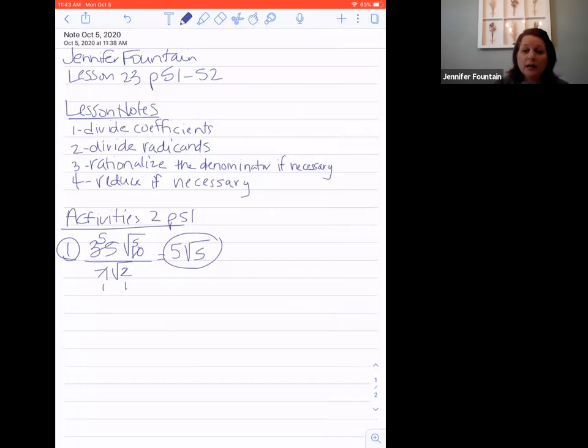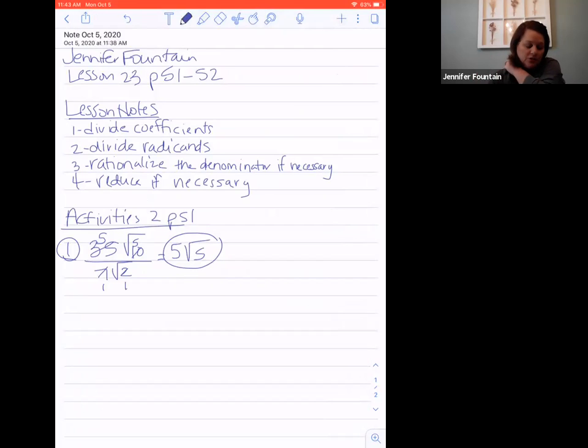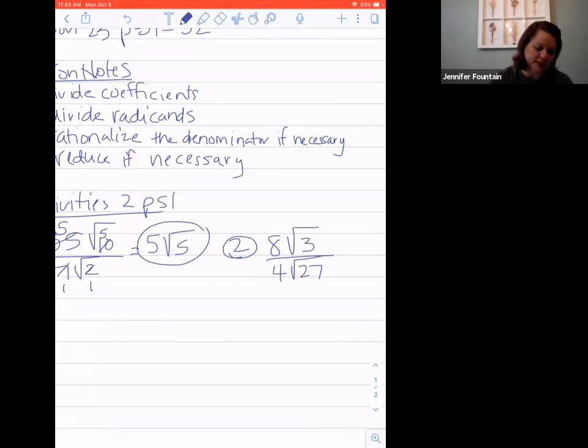So now it's going to be totally up to you if you decide to work side to side or go completely from top to bottom. I know that's just a personal preference for everybody. I'm going to go ahead and work side to side. So number 2, I'm going to have 8 times the square root of 3 over 4 times the square root of 27.